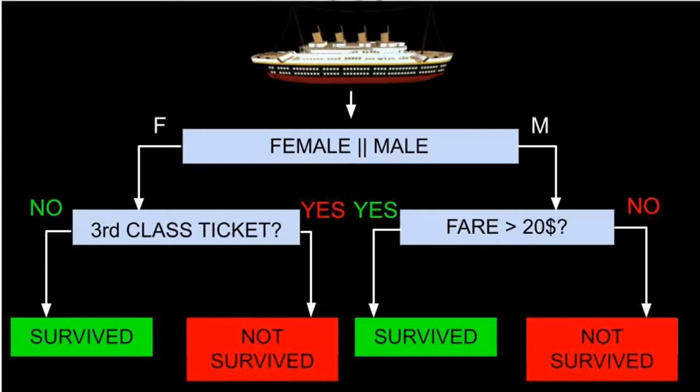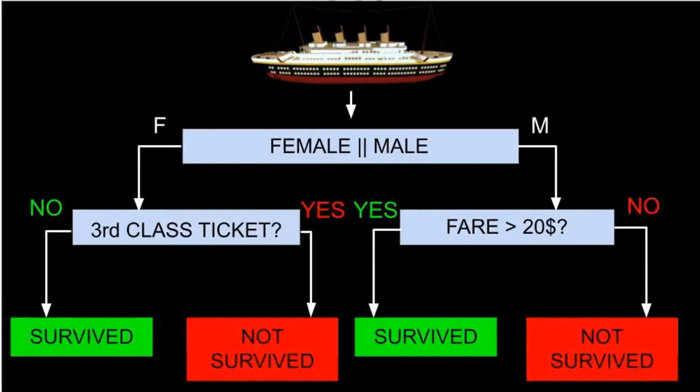Following this same logic, and bearing in mind that among women, and moreover those women who had a first or a second class ticket, the survival rate was much higher, on the female branch we can directly ask, was your ticket a third class ticket? If the answer is no, then most likely it was the first or second class, which means that she was likely to survive. But if the answer was yes, then down we go to the not survive conclusion.